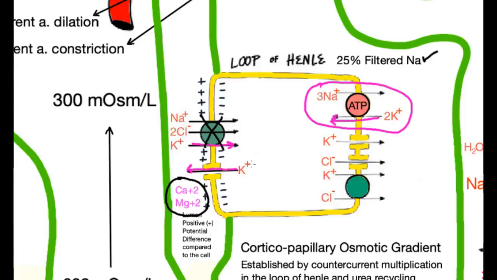So if the inside of the cell is negative with respect to the outside, that positive lumen potential will help push calcium and magnesium through paracellular channels that allow the reabsorption of both calcium and magnesium. And so this entire setup, basically the net effect, we're reabsorbing sodium and chloride, maybe there's a little bit of potassium, but mainly calcium and magnesium. And so using a loop diuretic, if we shut this down, not only do we waste sodium in the urine, but we waste calcium and magnesium.